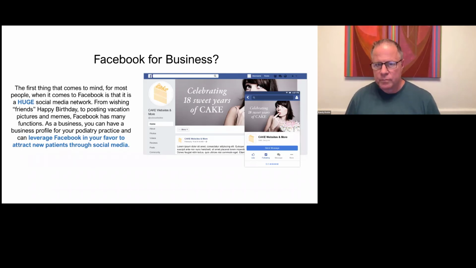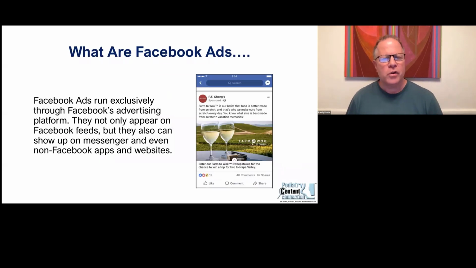All right. So what are Facebook ads? Facebook ads run exclusively through Facebook's advertising platform, and they not only appear in Facebook feeds, but they can also show up on Messenger and even on non-Facebook apps and websites.